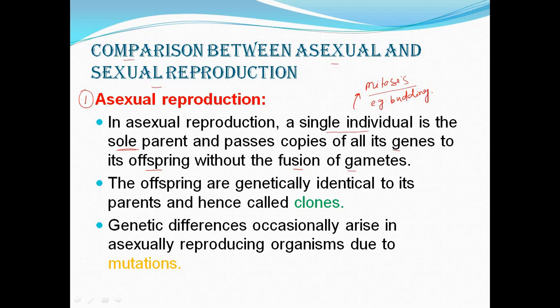You have learnt in your lower classes budding, fragmentation, and spore formation. These are examples of asexual reproduction, and it is more like mitosis, cell division of the multicellular organism. Only a single parent is responsible for generating the offspring, and it passes all its genes to the offspring. No fertilization in asexual reproduction.